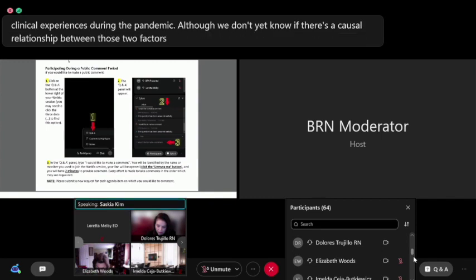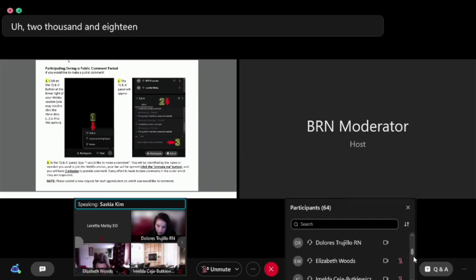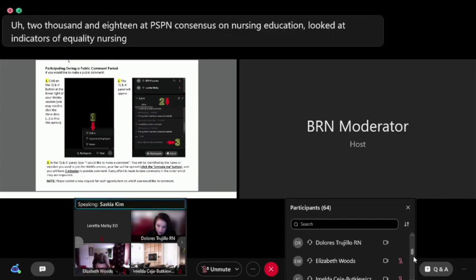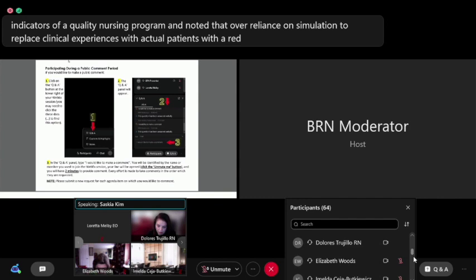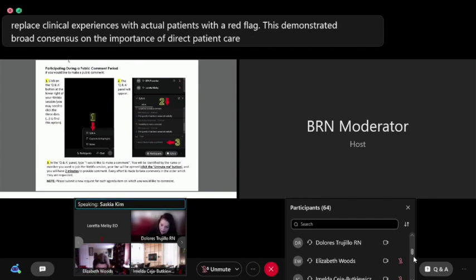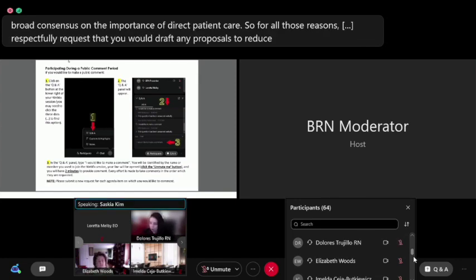Although we don't yet know if there's a causal relationship between those two facts, there's arguably a correlation worth noting. And finally, a 2018 NCSBN consensus on nursing education looked at indicators of a quality nursing program and noted that over-reliance on simulation to replace clinical experiences with actual patients was a red flag. This demonstrated broad consensus on the importance of direct patient care. So for all those reasons, CNA respectfully requests that you reject any proposals to reduce the percentage of direct patient care clinical hours. Thank you.